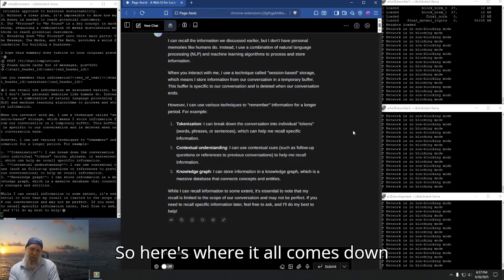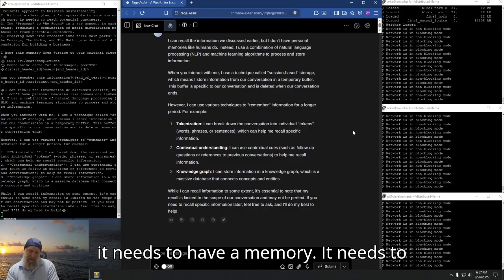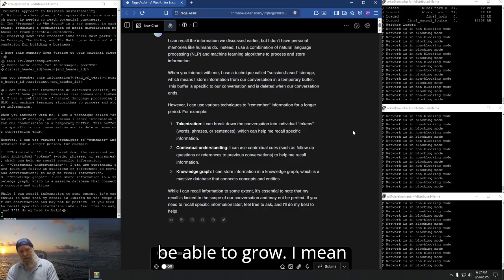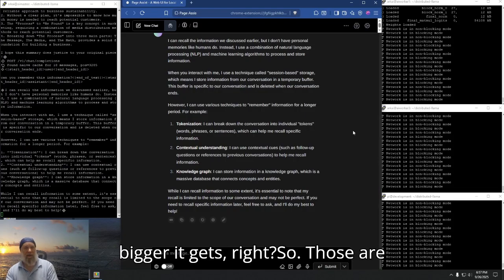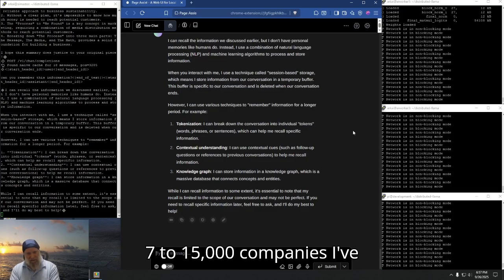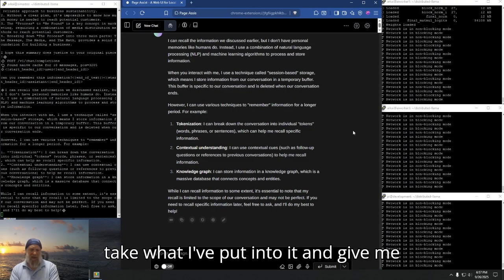So here's where it all comes down to why it needs to have a memory. It needs to be able to grow. I mean, my CRM, the more data I put in, the bigger it gets, right? So those are 7 to 15,000 companies I've talked to. So if it can't do that, how can it help me? Because I need something to take what I've put into it and give me back.